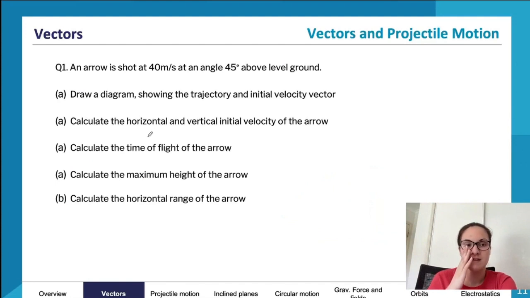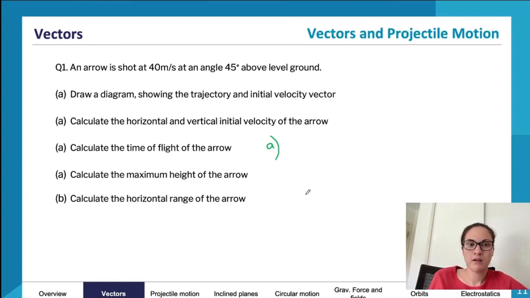Alright, so let's get started on some questions. Here we've got an arrow shot at 40 meters per second at an angle of 45 degrees above level ground. We're going to do A on this page. Draw a diagram showing the trajectory and initial velocity vector.